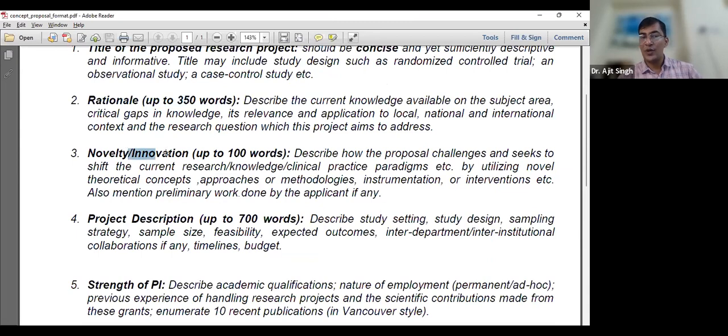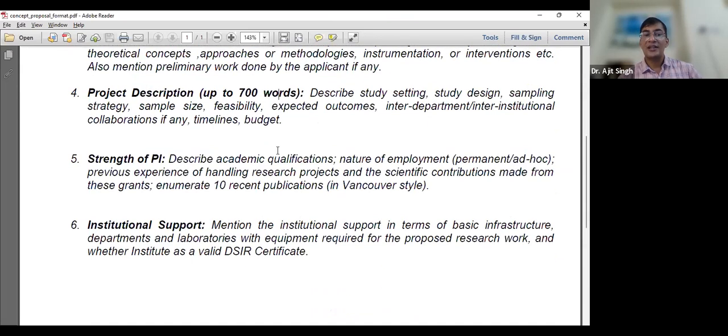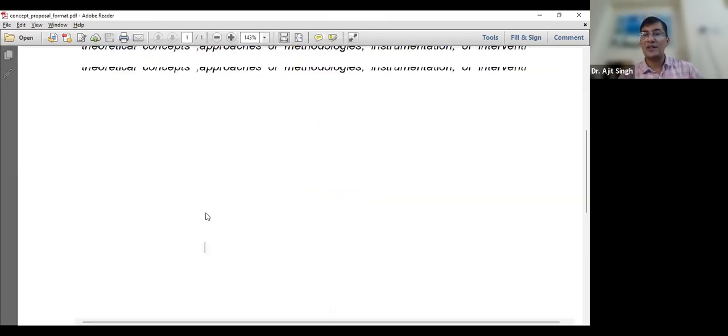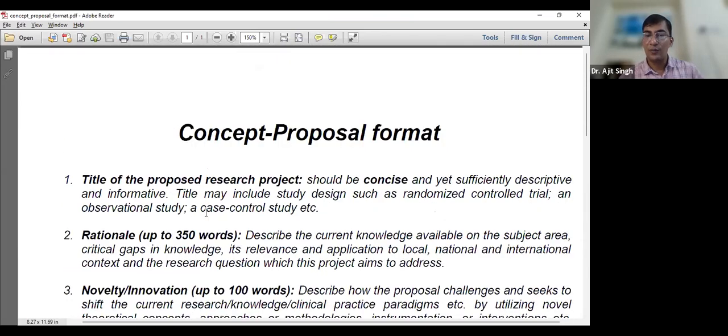Then novelty or innovation, then the project description, where it is only 700 words, then the strength of the PI: academic qualifications, nature of the employment, experience, publications, whatever. And then institutional support, whatever the institute can provide. So this is a short proposal format. You don't have to mention everything. You don't have to mention the entire methodology.